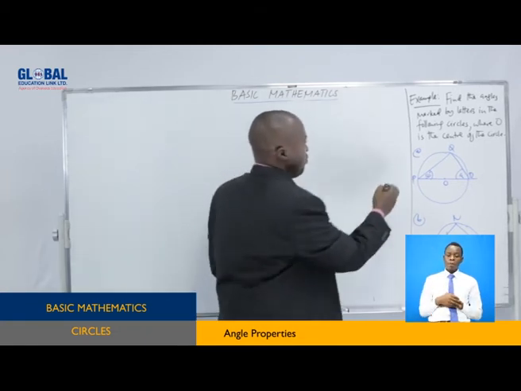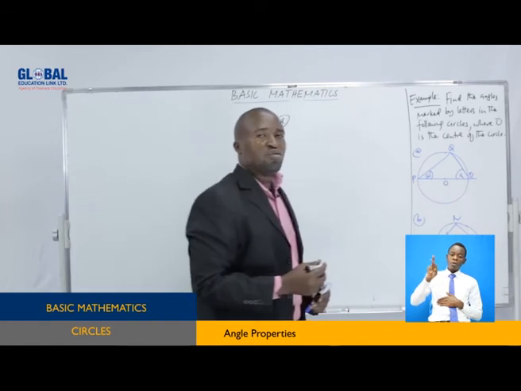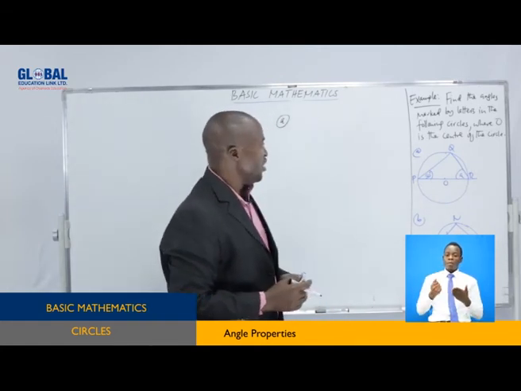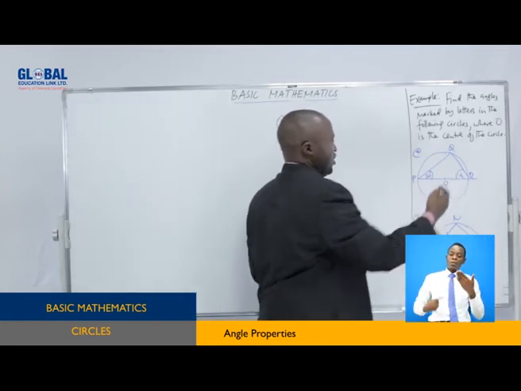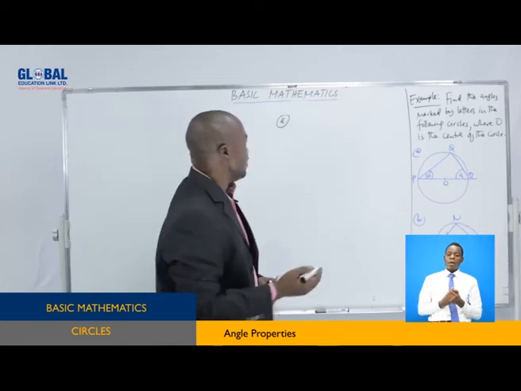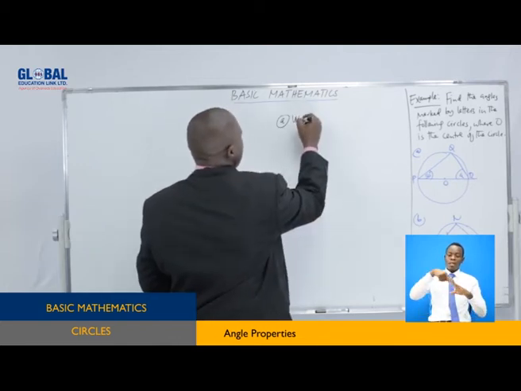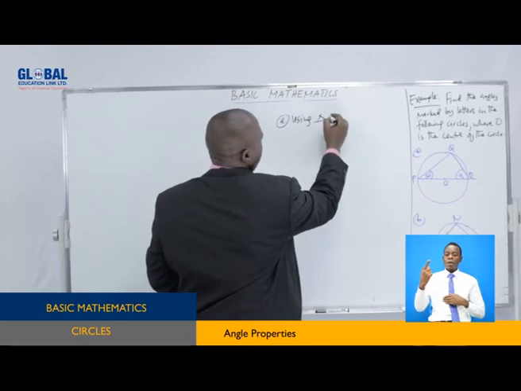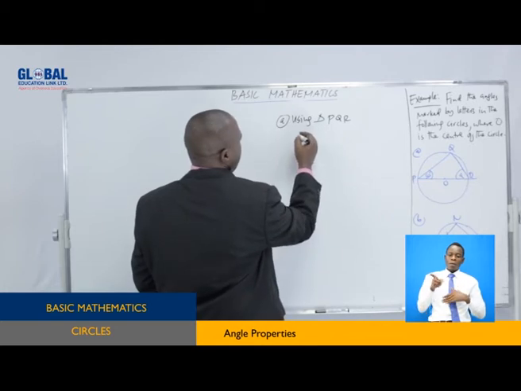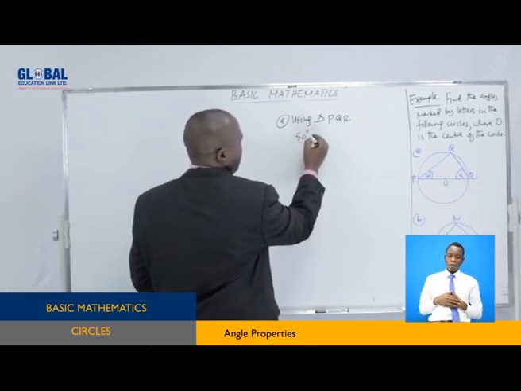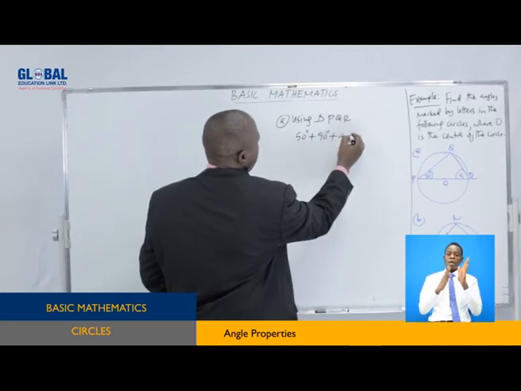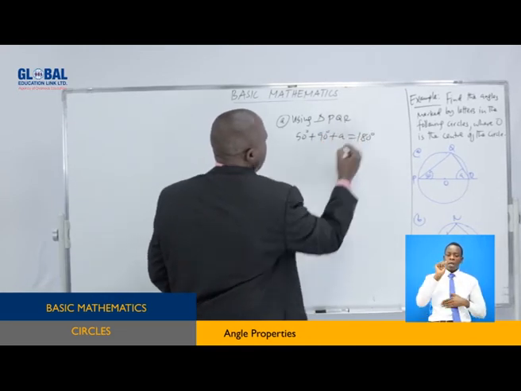So students, starting with A. Now remember, PQR is equal to 90 degrees because it's the angle formed in a semicircle. Now again, the sum of angles in a triangle PQR is equal to 180 degrees. So in this case, we say using the triangle PQR, 50 degrees, then plus 90 degrees, then plus A is equal to 180 degrees.